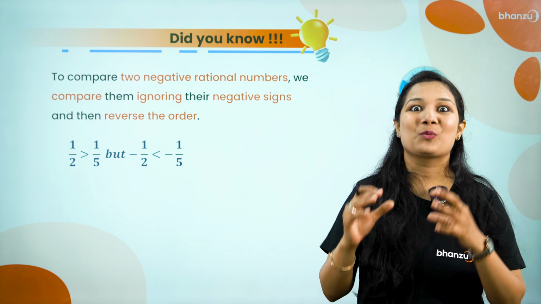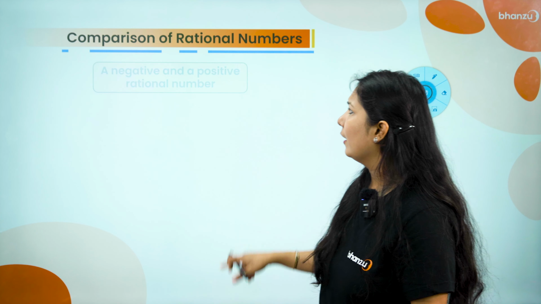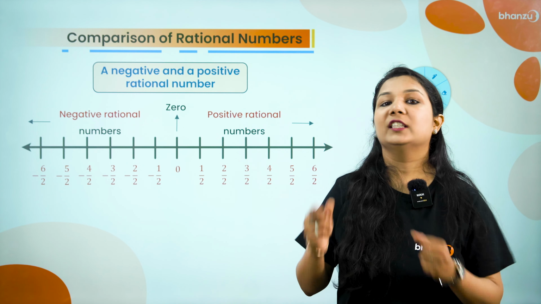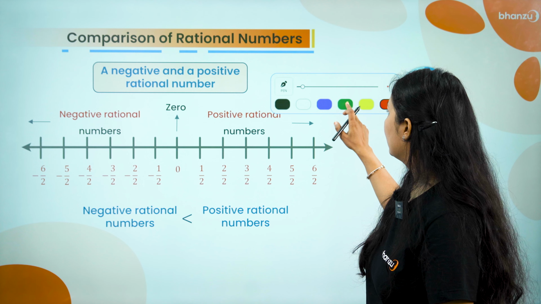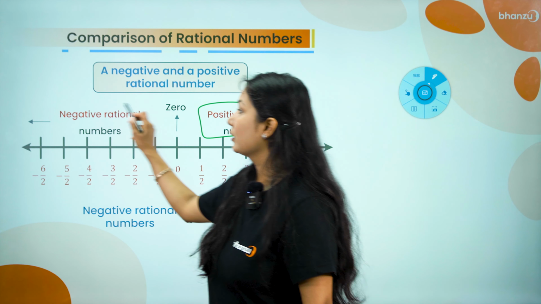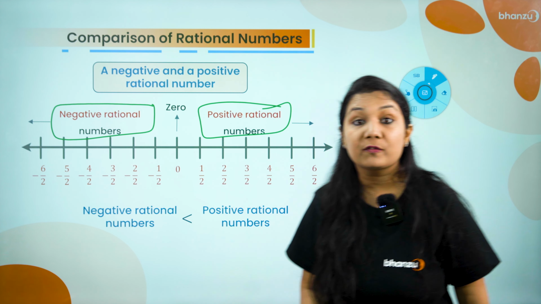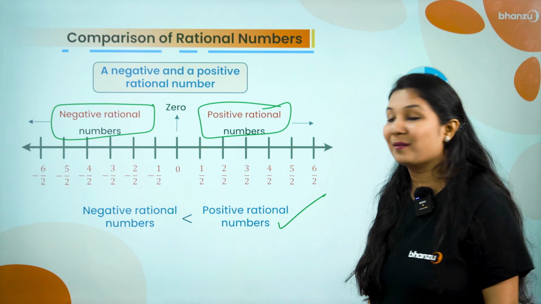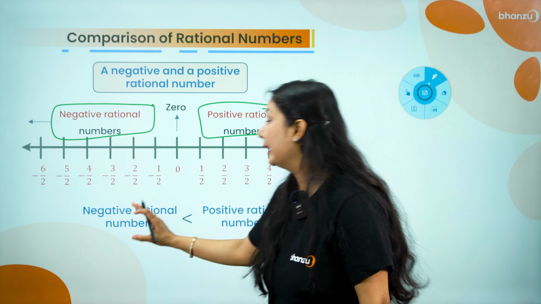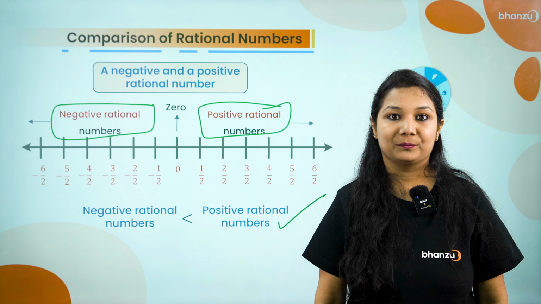Yes. So this is how we compare two positive or two negative rational numbers. Moving ahead, if you have a negative and a positive rational number, now this is going to be very easy, because we know on a number line, positive rational numbers are always on the right side, and negative rational numbers are always on the left side of 0. So positive rational numbers would be always and always greater than negative rational numbers, right?